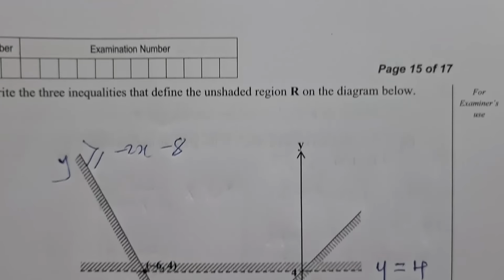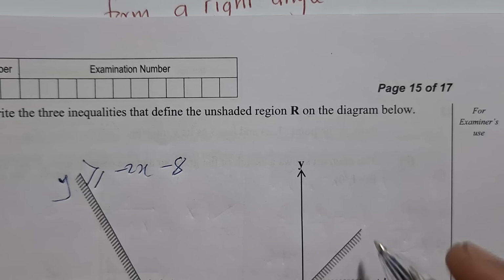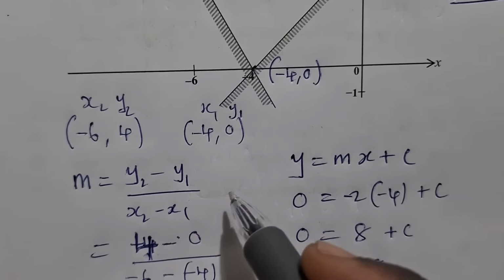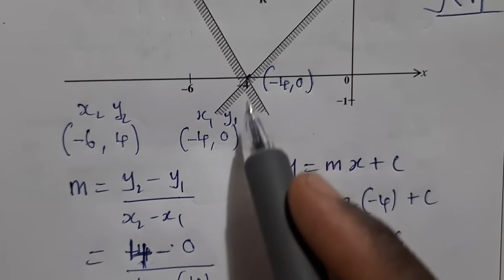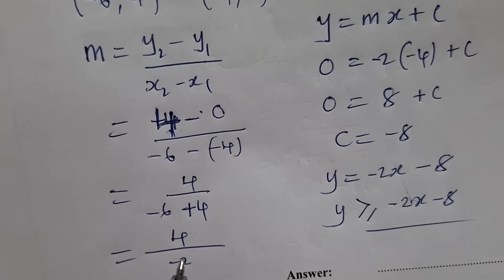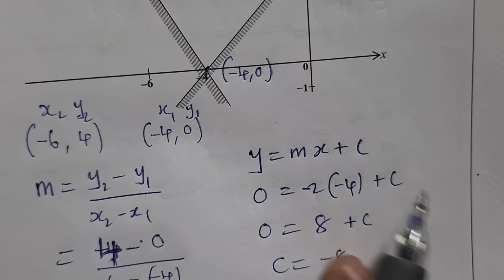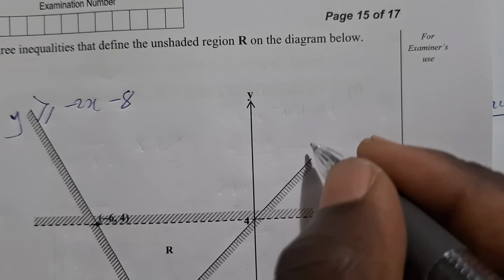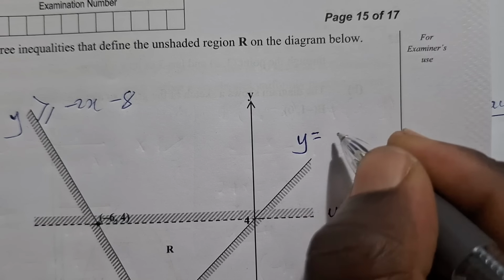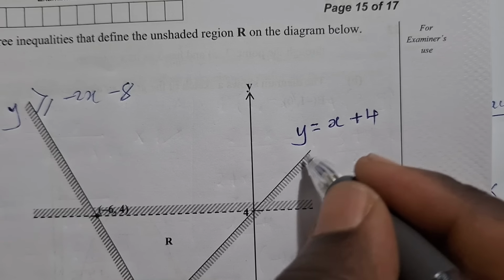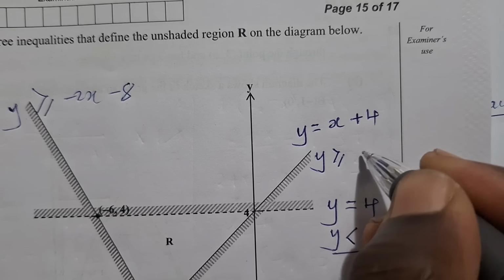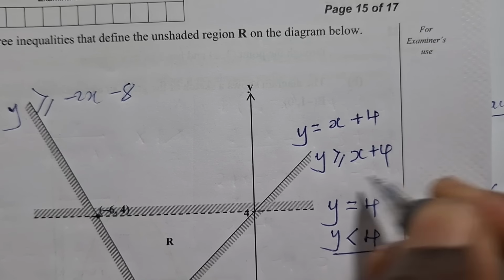We now go to this one. So this one, just by looking, you follow all the steps, you find its gradient. The gradient will be equal to 1 when you do the calculations for this one. So once you find the gradient, you do these steps, you find the equation of a straight line, which will just be y is equal to x plus 4. So to show the inequality, this is how it's going to look.